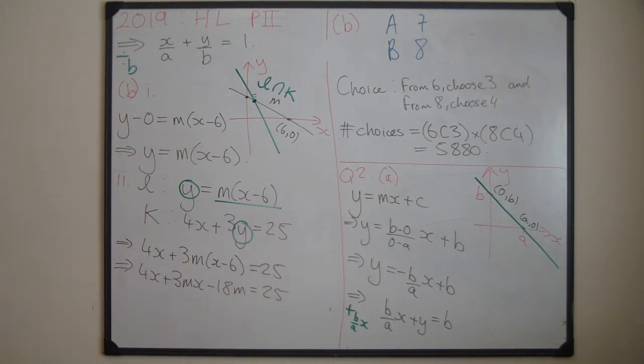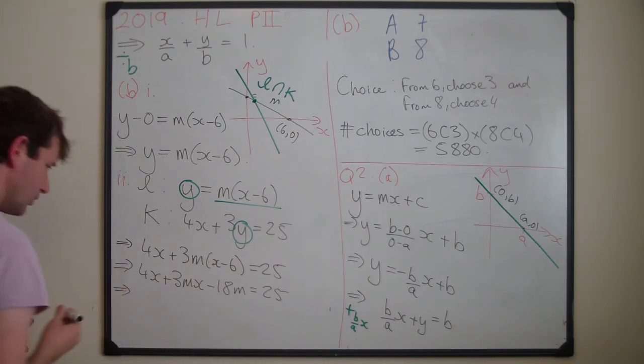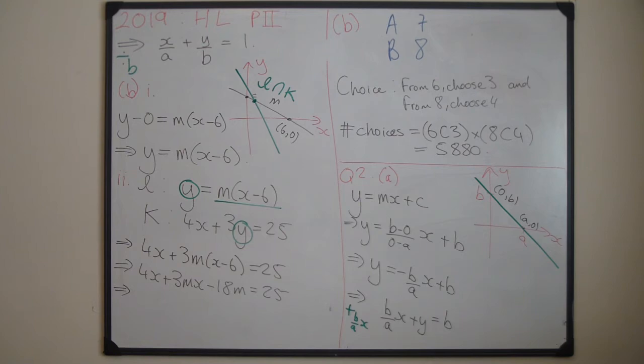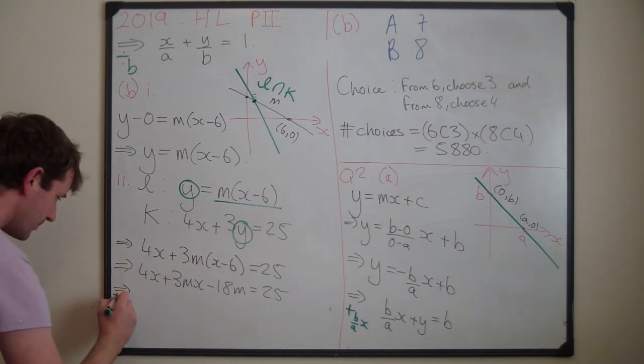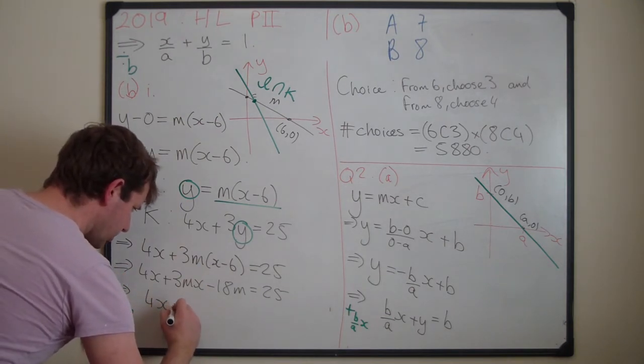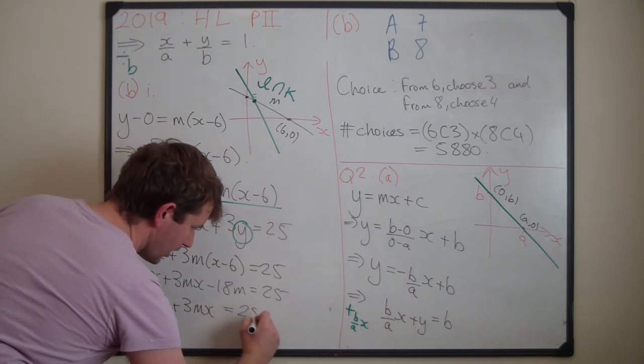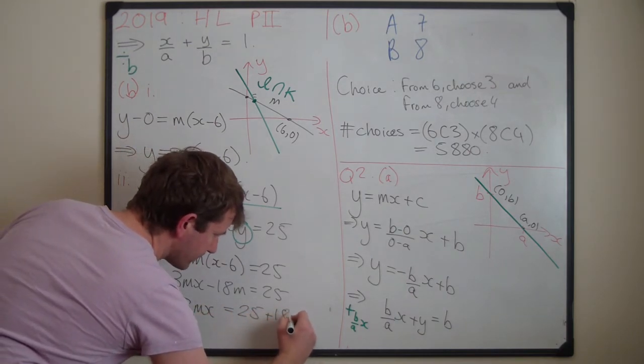Now what we want to do is solve for x. So you need to get this 18m out of there. The inverse of subtracting 18m is adding 18m, so we're going to do that to both sides. 4x plus 3mx equal to 25 plus 18m.